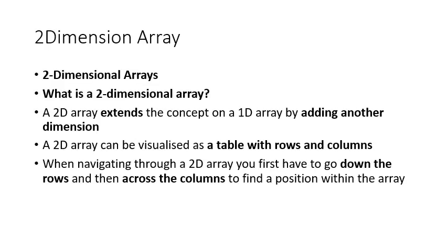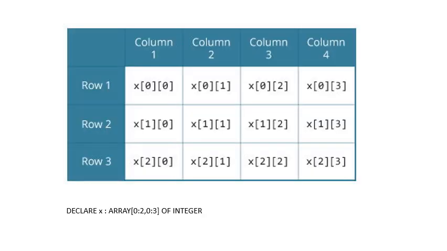Two-dimension array, which we use to represent data in rows and columns. Here row 0 is row and 0 is column. The array name is X. 0,0, 0,1, 0,2, 0,3. So 0, 1, 2 and 3 are representing the columns. Similarly, row 1: 1,0, 1,1, 1,2, 1,3.